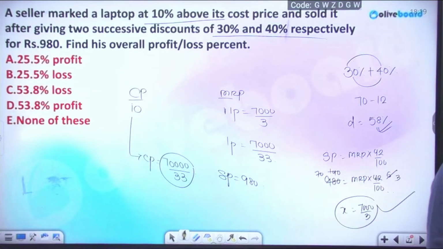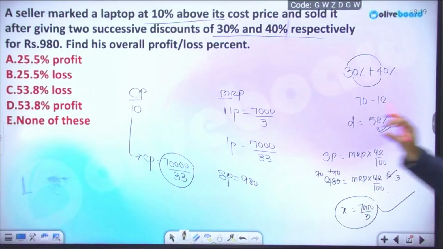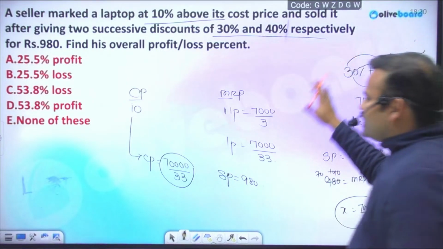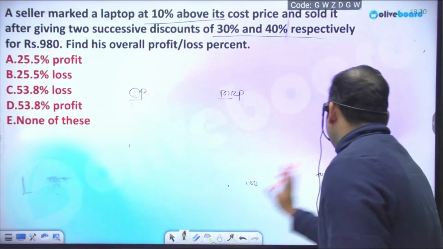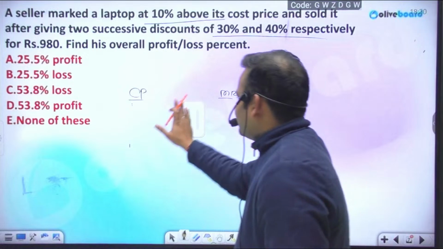Clear? So now you can connect the profit or loss percent. And if this is clear, is it clear? Do we have a single step solution for this? Yes, we can solve it in a single form also. How to solve it in a single form equation? See, how to solve it in a single form equation.